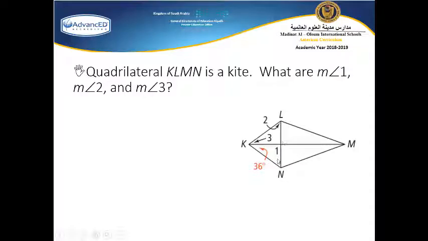Let's solve this question. Also, we have two diagonals perpendicular. Then the measure of angle 1, as we said in the previous question, equals 90. The measure of angle 3, because this longest diagonal bisects the opposite angle, also equals 36.